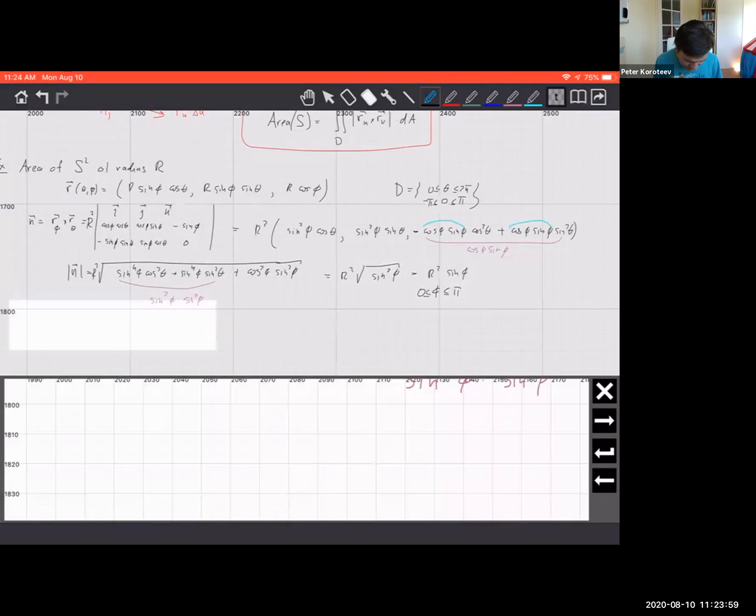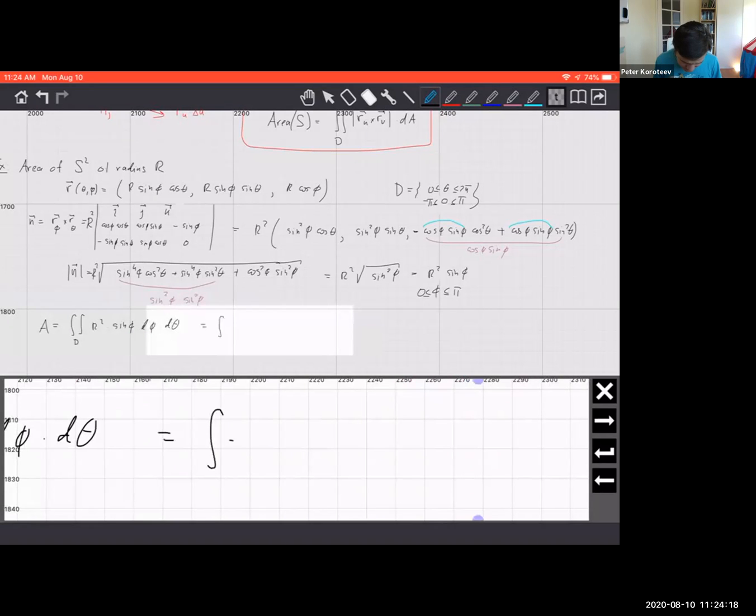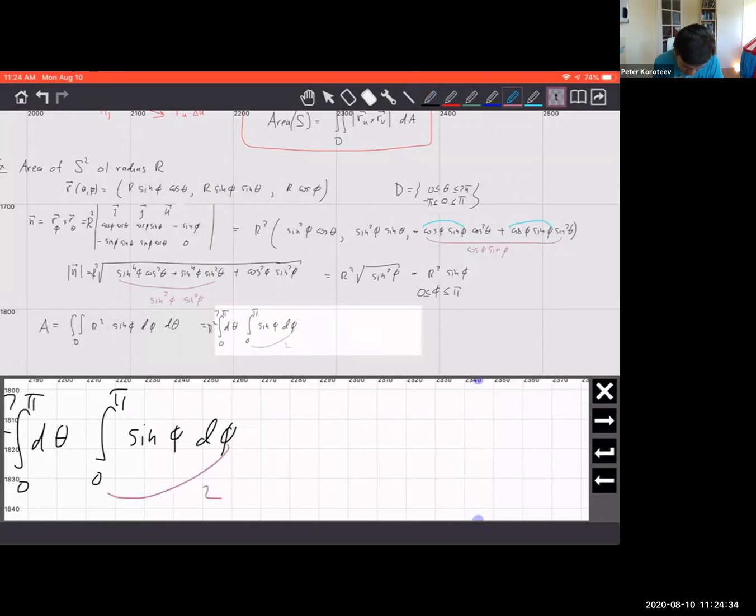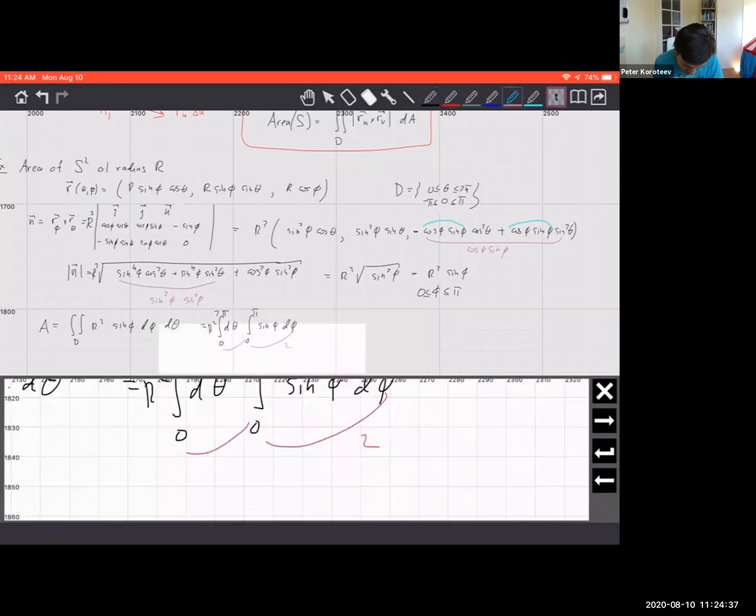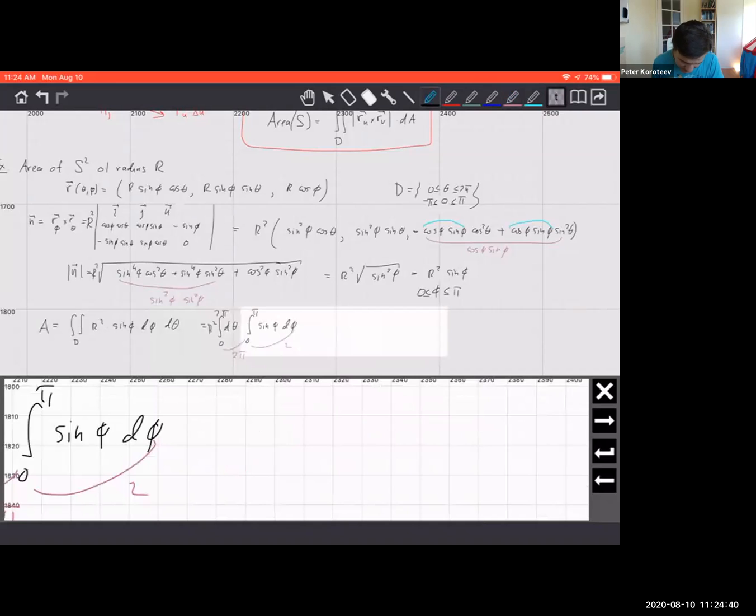Okay. Yeah, and then we can just evaluate the area, right? So it's a very simple integral. It's over D of r squared sine phi d theta, right? So it's the integral of d theta from 0 to 2 pi, and the integral from 0 to pi of r squared sine phi d phi. This integral is equal to 2, as we know. The other integral is equal to 2 pi. So we get the correct answer, which is 4 pi r squared.